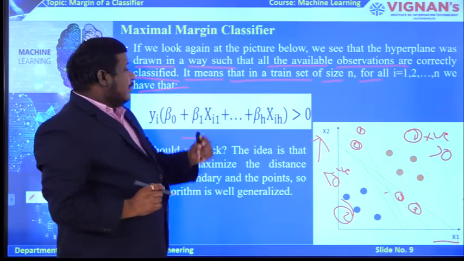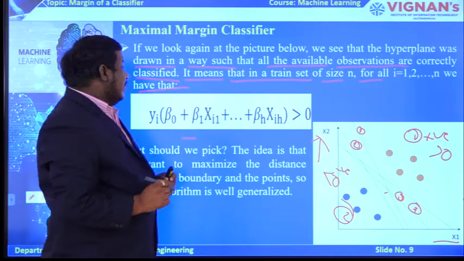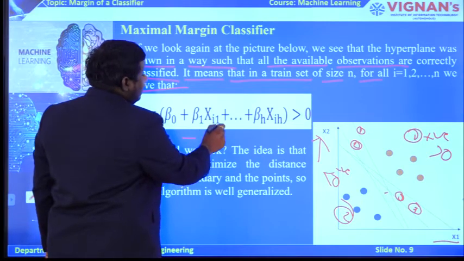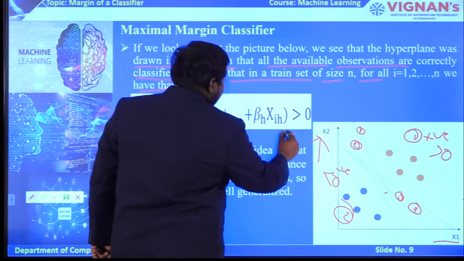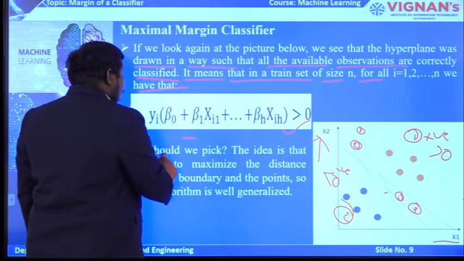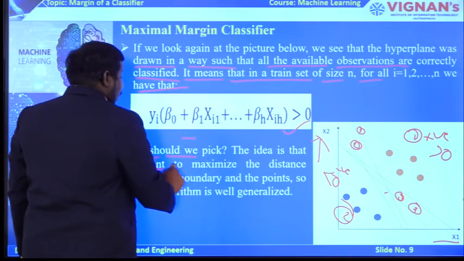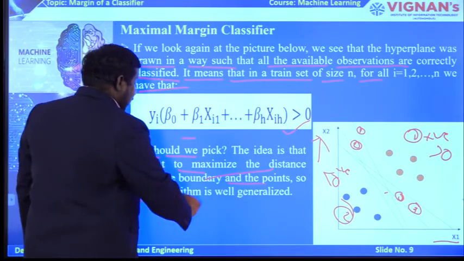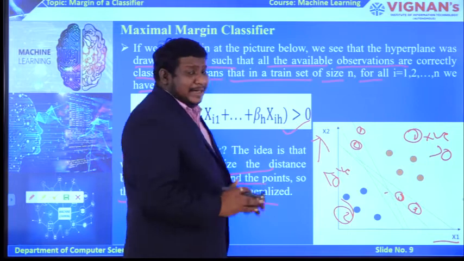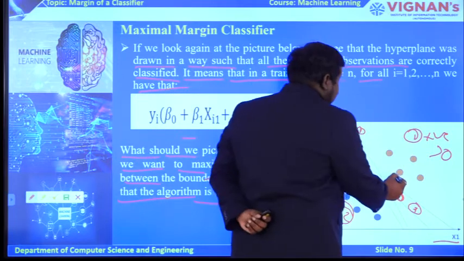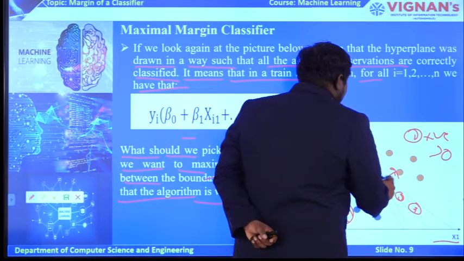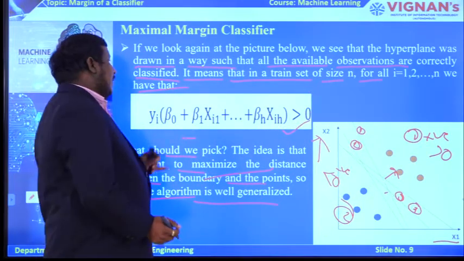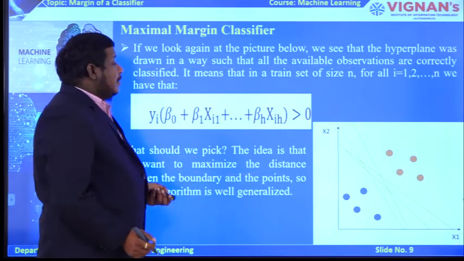So for all variables, we have drawn the hyperplane with the formula yi(beta naught plus beta 1 xi1 and so on plus beta p xip) is greater than 0. That means, what should we pick? The idea is that we want to maximize the distance between the boundary and the points so that the algorithm is well generalized. The main reason is we need to increase the distance between these points and the hyperplane such that the value can be maximized. With that, the classification can be done easily. That is the main logic we will implement here in this maximum margin classifier.